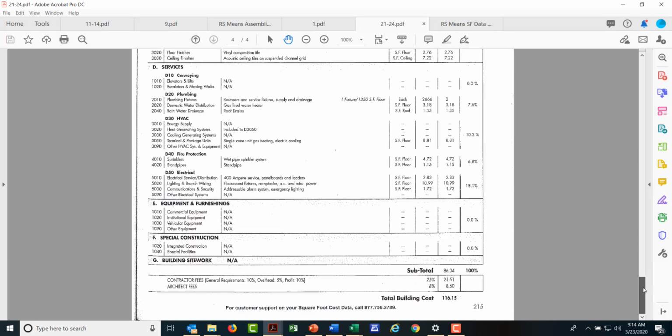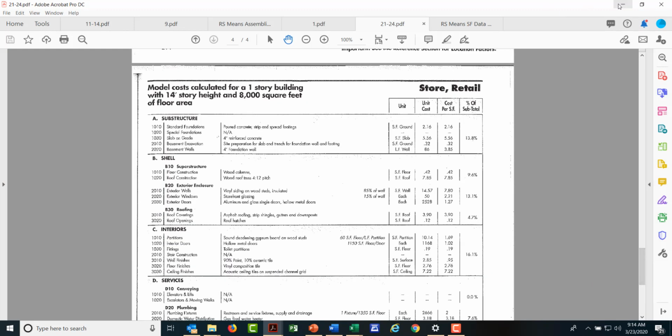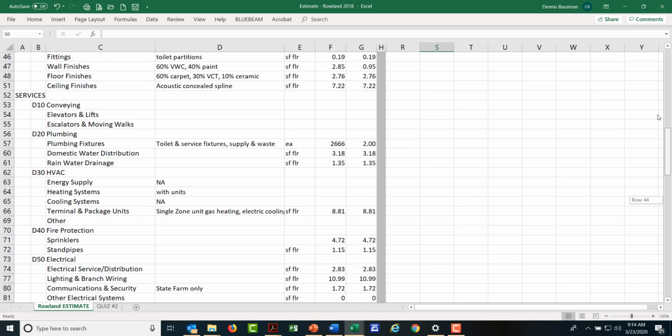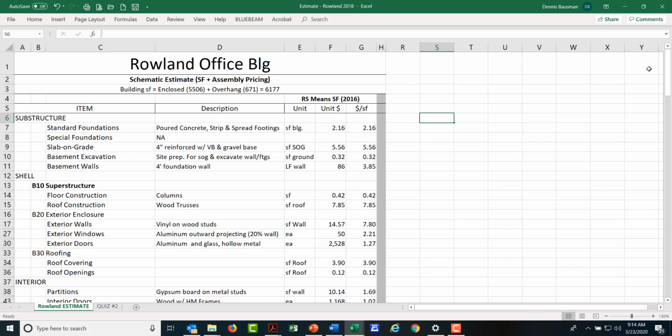This is that same 116.15, and that's what I have here. I tried to recreate this verbatim, okay? Now, so you've got a baseline. It's a retail shop that's close, probably the closest thing we have in Means in our database. So now the question is, how do you adjust it?